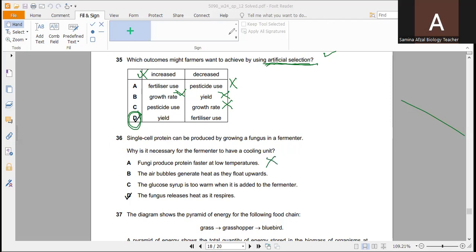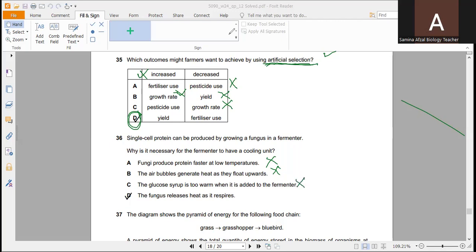The air bubbles generate heat as they float outwards. The air bubbles are used for aeration in the fermenter, but they do not generate heat. The glucose syrup is too warm when it is added to the fermenter. While the temperature of the glucose syrup is important, it is not the primary reason for needing a cooling system. So the heat generated by the respiring fungi is the main concern, not the glucose.